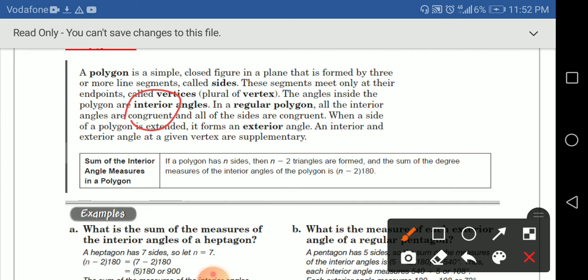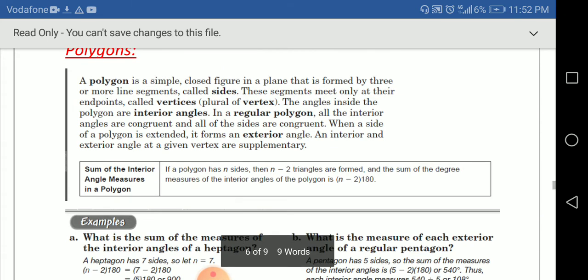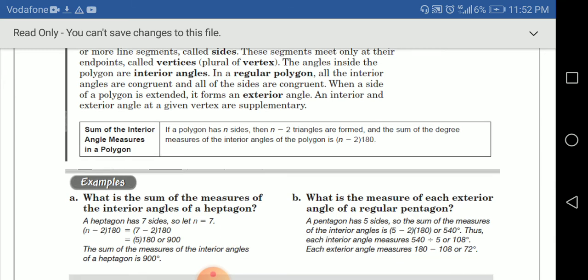When a side of a polygon is extended, it forms an exterior angle. Remember this, my dear students. I will show you now. So we have an exterior angle if I extend the polygon here. An interior and exterior angle at a given vertex are supplementary, and I want to show you now by drawing.